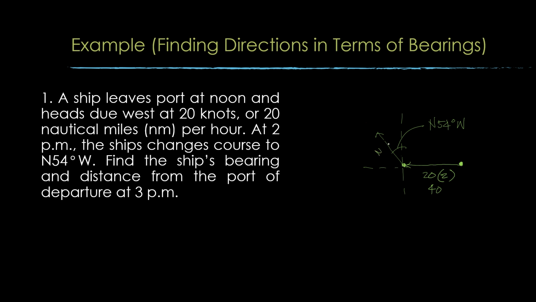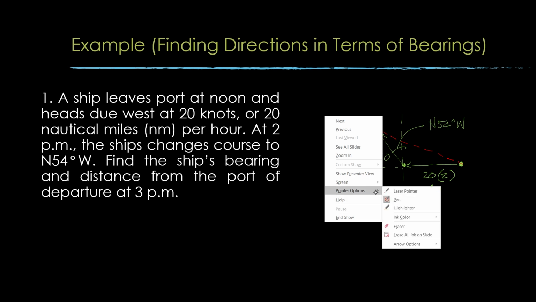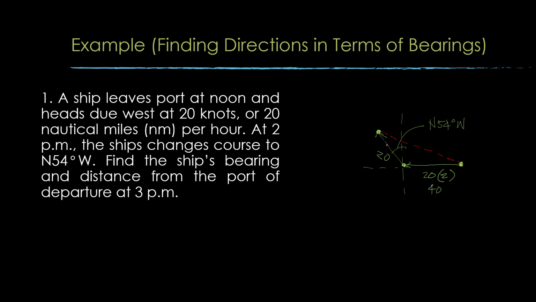So this length is equal to 20. And we are to find the ship's bearing and the distance from the port. So from here up to the point after 3 p.m., we are to find that distance. So let's change colors. Okay, so in order for us to solve this problem, we need to find the sum of all the x values, or the sum of all the x components.